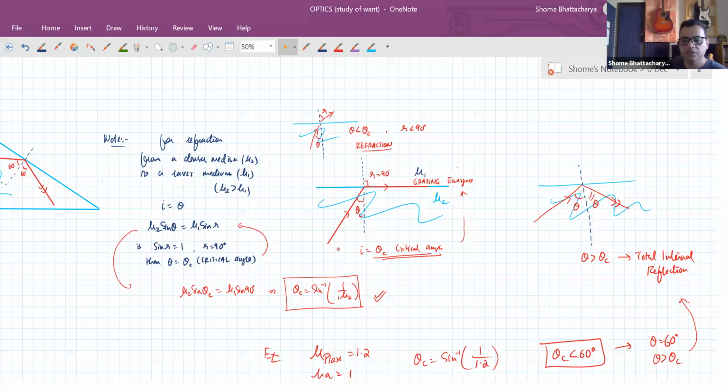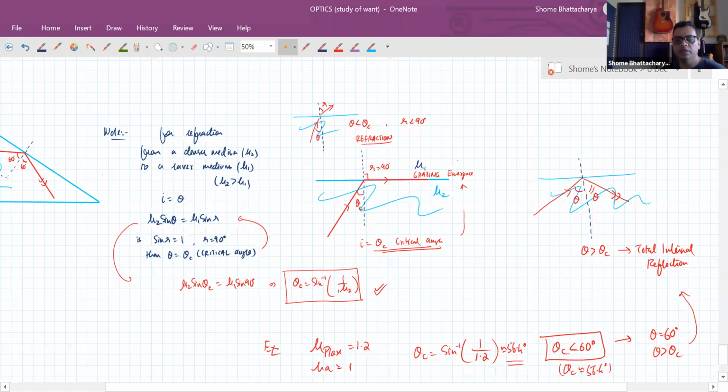If you do this calculation, sine inverse of this is about 56.4 degrees. So our critical angle was about 56.4 degrees. That is why over there, our angle of incidence being 60 degrees, we were getting the phenomenon of total internal reflection.